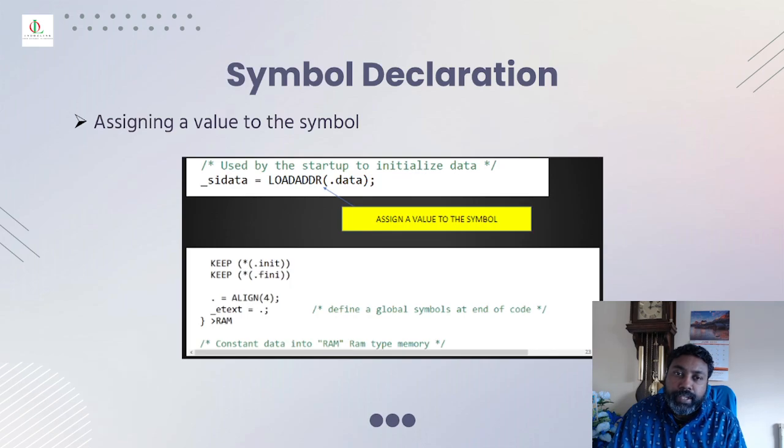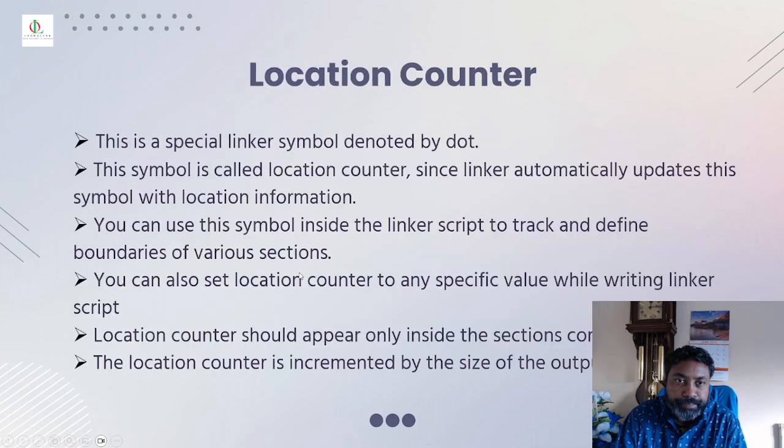And how can you assign the symbol value to that symbol? So in the startup, to initialize the data, this is a small piece of code that I'd like to show you. It's _sidata, the start address of the initialization data. You give that label as a load address. This is how you're going to load that value to this symbol. So LOADADDR of .data, so all the data will be loaded to this via the symbol. And you've got KEEP, init and fini; you will learn shortly what they are.